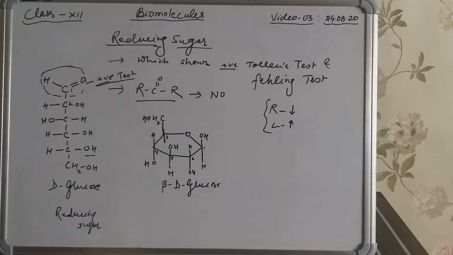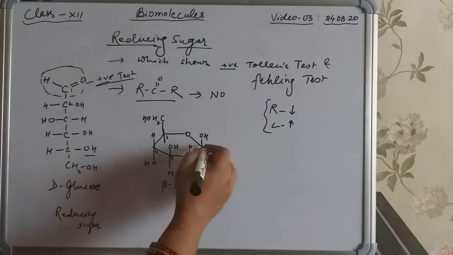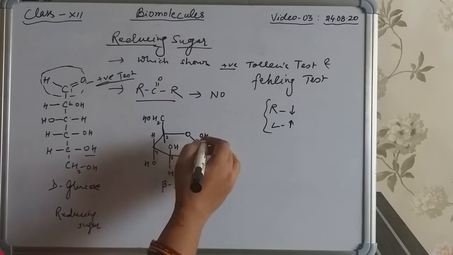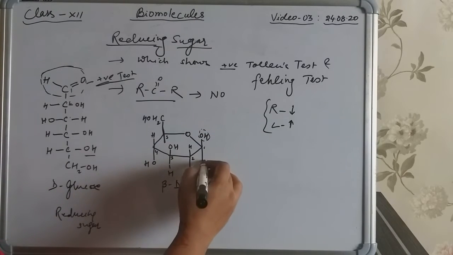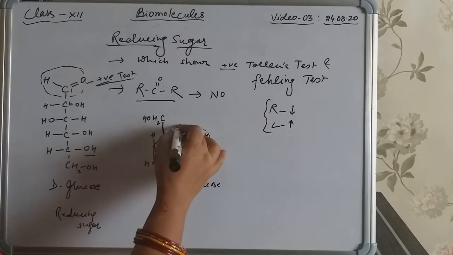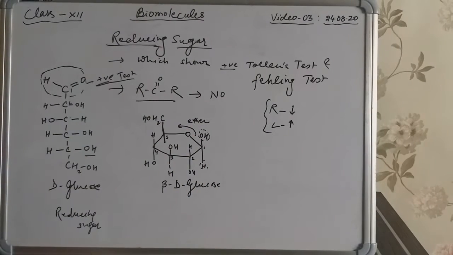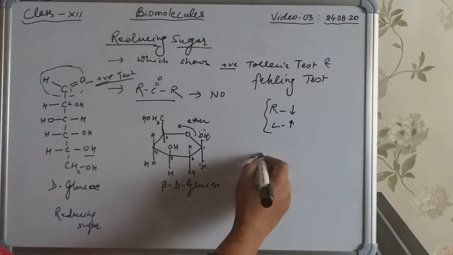For knowing which type of glucose gives a positive Tollens test, the conditions are given. Suppose this is the first carbon; the carbon must be bonded with one OH group, one H, and one ether group. This is the ether, one ether group, which means the compound must be in the hemiacetal form.